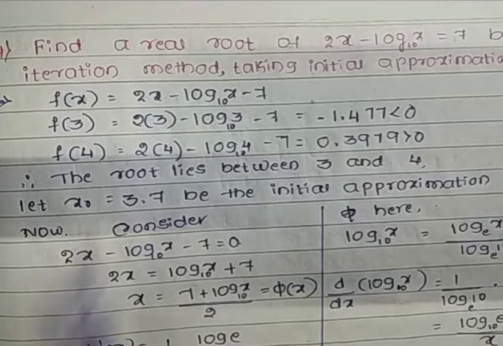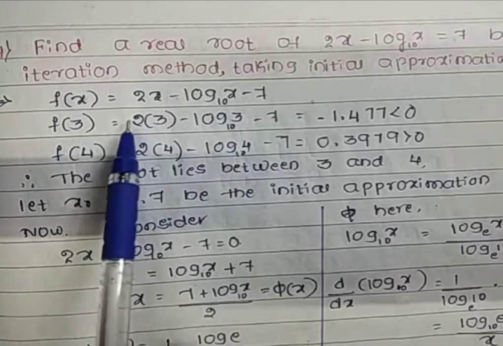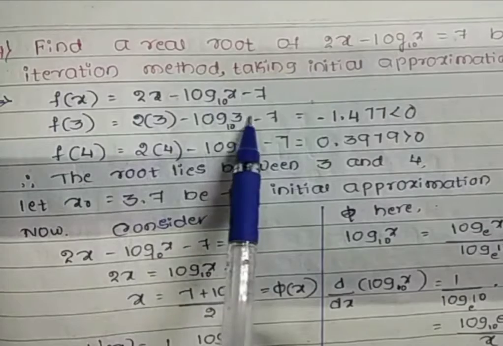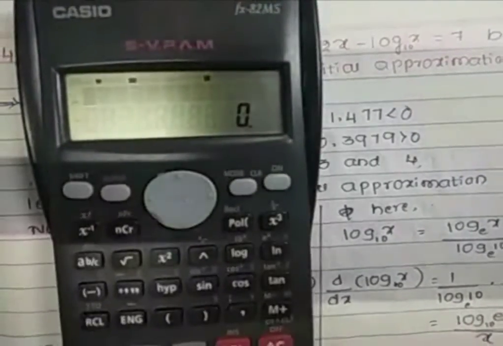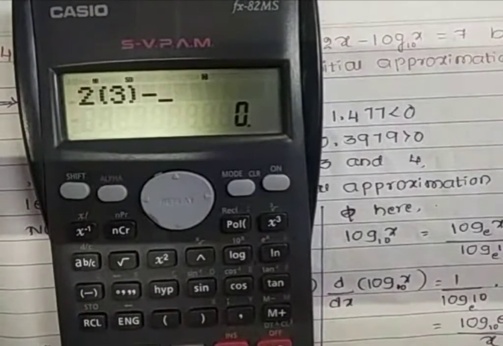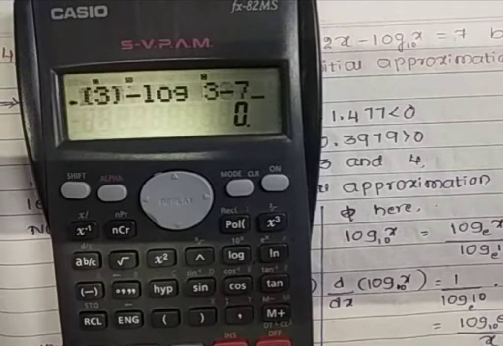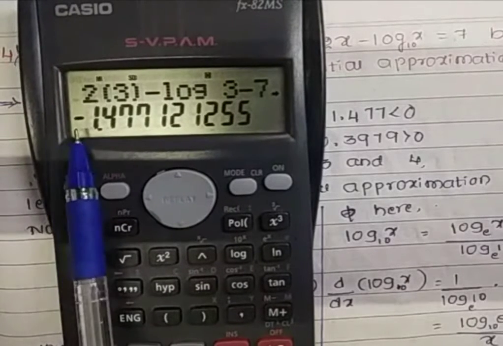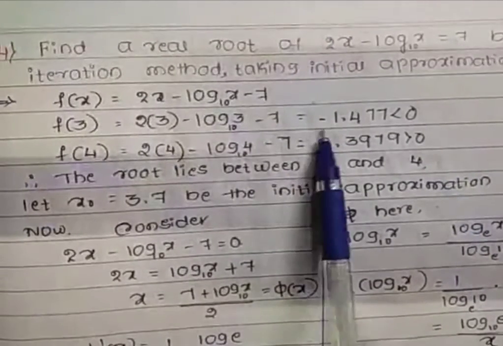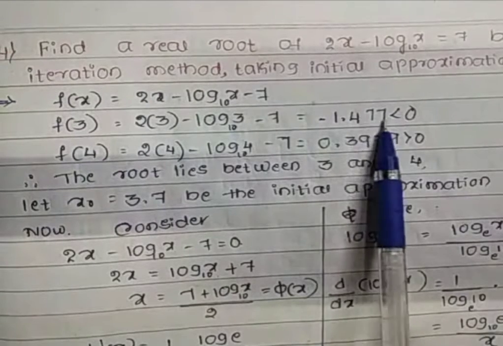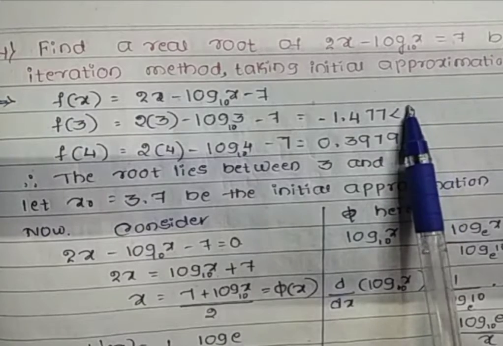So here when we replace x value as 3, then f of 3 is equal to 2 into 3 minus log 3 to the base 10 minus 7. So here we have to simplify 2 into 3 minus log 3 to the base 10 minus 7. This gives us minus 1.4771. We have a negative sign, so obviously this is less than 0.